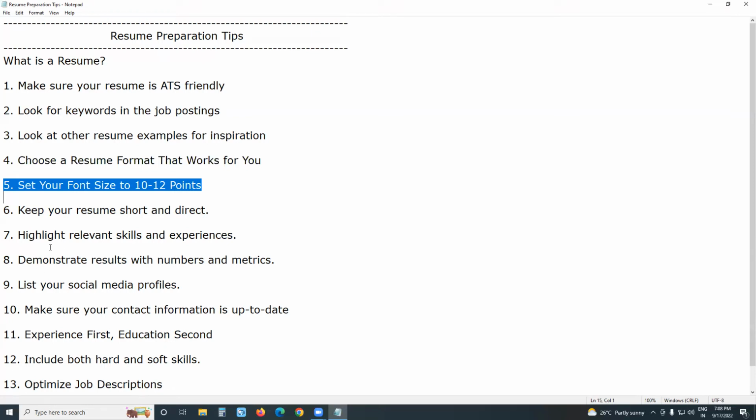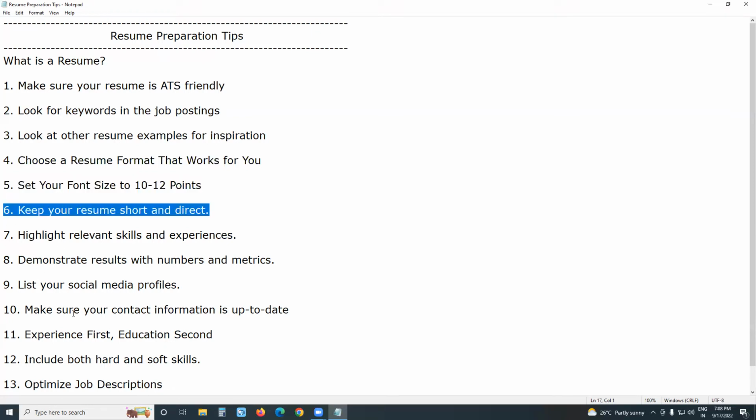Next, keep your resume short and direct. The number one rule of writing a resume is to keep it short and to the point. The general rule is no more than 2 pages unless you have a very good reason for it to be longer, like any extensive career or a lot of highly applicable work experience.